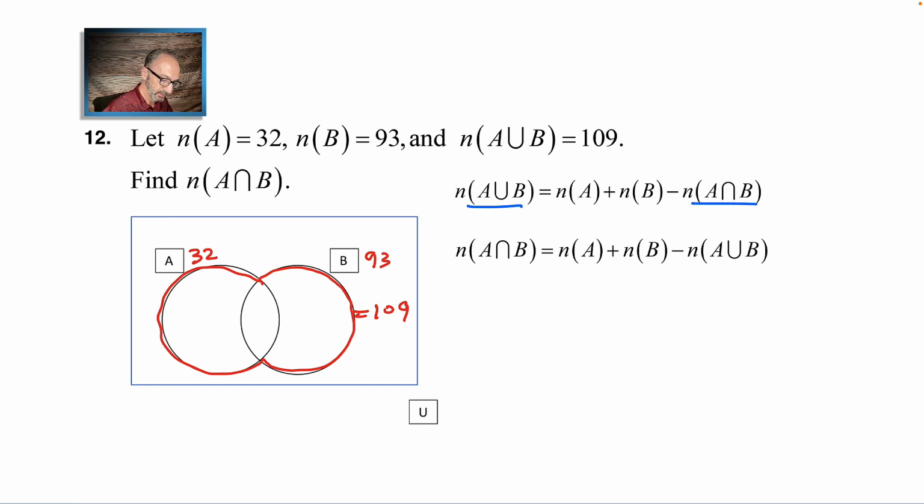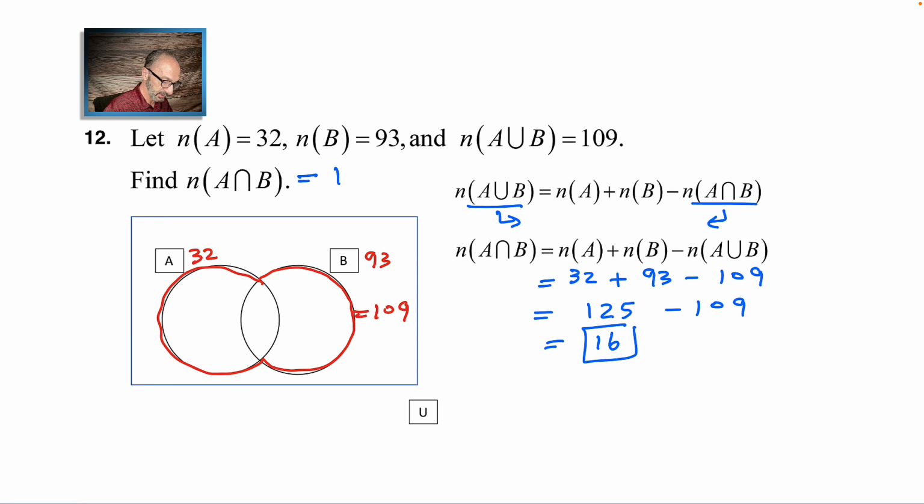To solve for the intersection, we could use this formula, but since the intersection is on the right side, we could move it to the left, move the union to the right, and that becomes the second formula right underneath. So we do have the intersection by itself on the left, and let's get started. N of A equals 32. N of B is 93. The union is 109. Adding 32 to 93, that's 125, minus 109, and the answer is 16. So for this problem, the answer is 16.